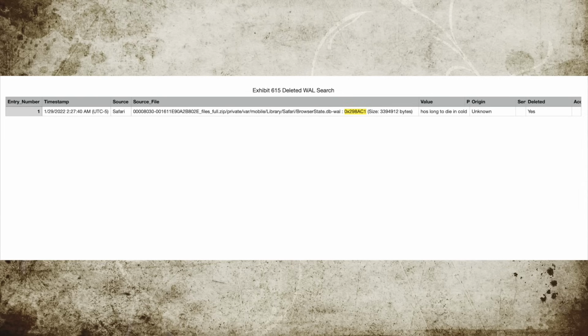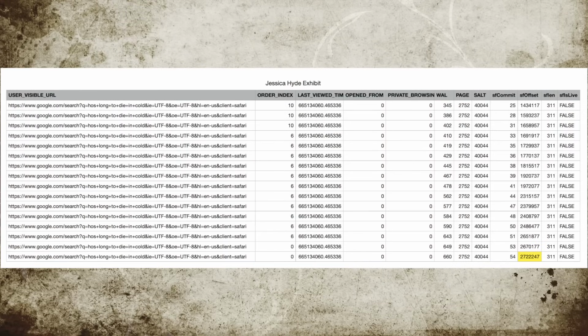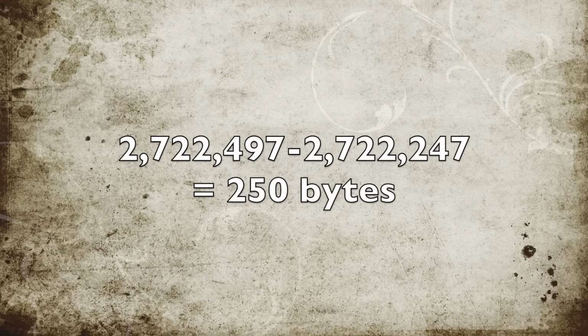We can convert that, it's called an offset, into decimal and then look for that decimal offset in Jessica Hyde's salt table. So in decimal, this is 2,722,497. Looking in Jessica Hyde's table, we see frame 660 has an offset of 2,722,247. The difference between Richard Green's offset and frame 660's offset is 250 bytes.